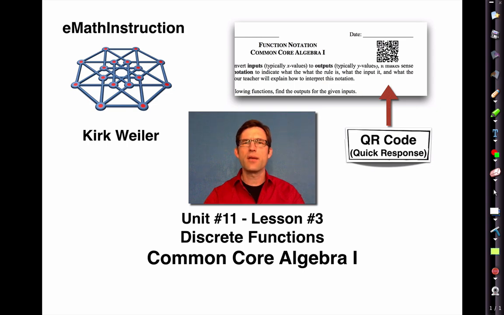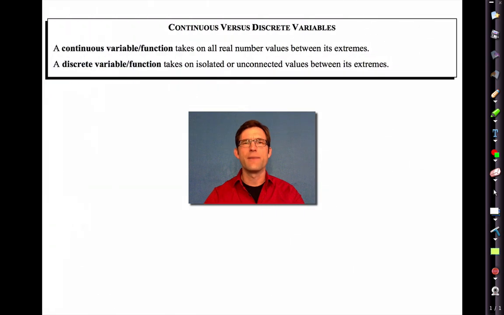Anyhow, let's talk about discrete functions. All right, there's really two types of variables in mathematics. There are continuous variables and discrete variables. These have very technical definitions. They're very, very deep, so I'm going to really try to boil it down for you. A continuous variable or function is one that takes on all real numbers between its extremes.